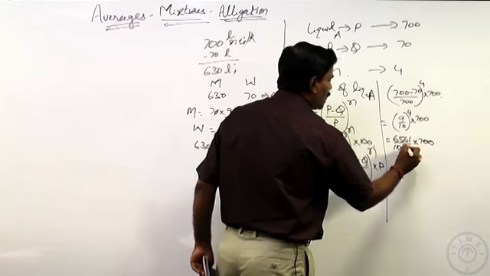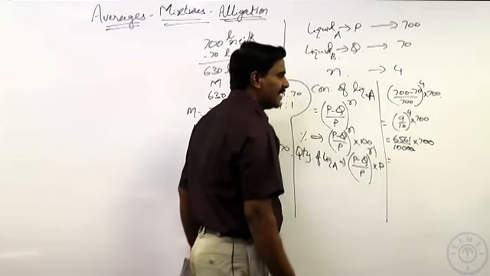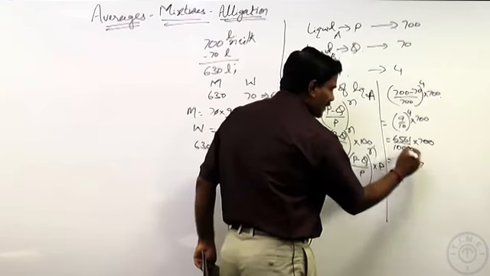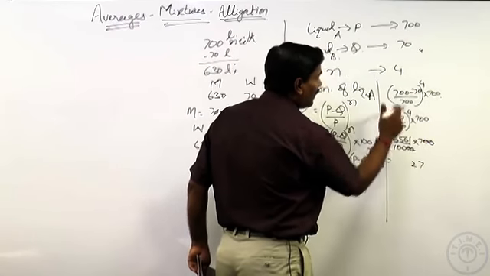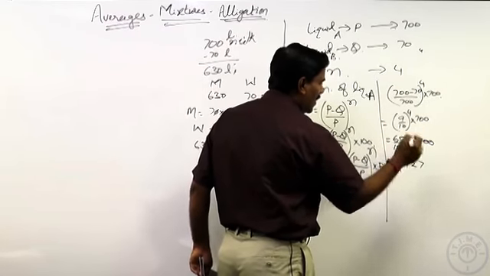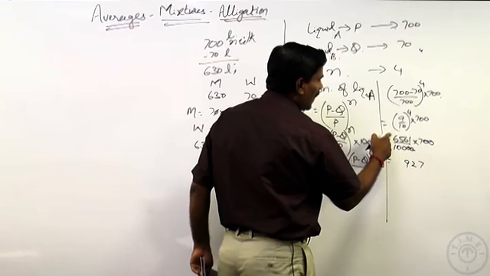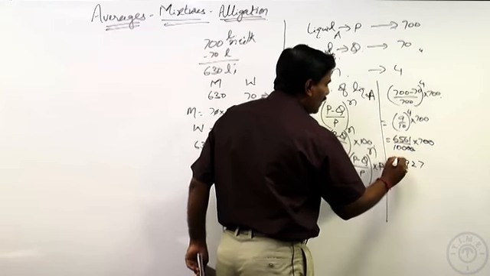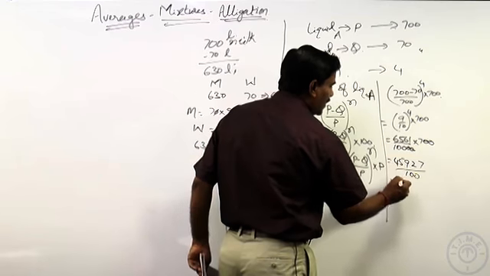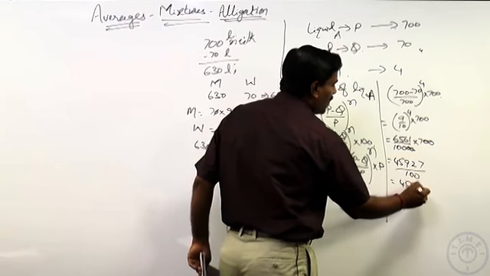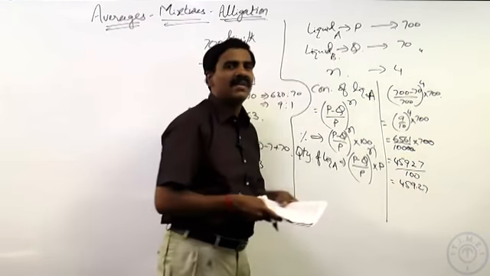So cancelling 2 zeros, we have 6561 into 7. 7 1 is 7, 7 6 times 42, 4 I am writing here, 7 5 35 plus 4 is 39, 3 to be carried, 7 6 times 45, 42, 42 plus 3 is 45. So we divide this by 100, and it's 459.27 liters of milk that will be left out.